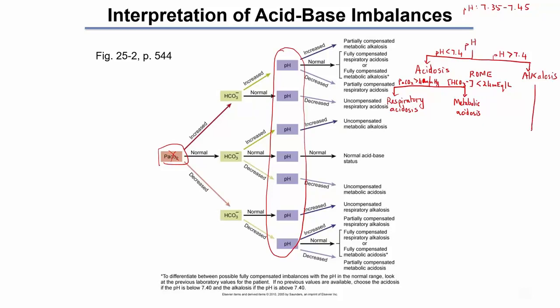Since I'm going to run out of space over here, I'm going to do it this way. It doesn't look as neat. It should really be all in the same line. Anyways, if it's alkalosis, it's because pH is greater than 7.4. How do we know if it's respiratory alkalosis?